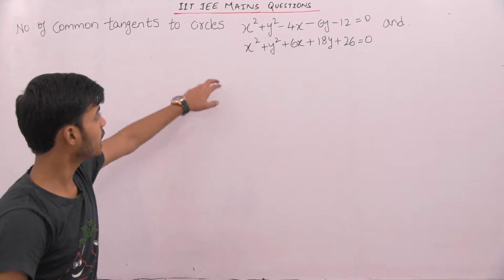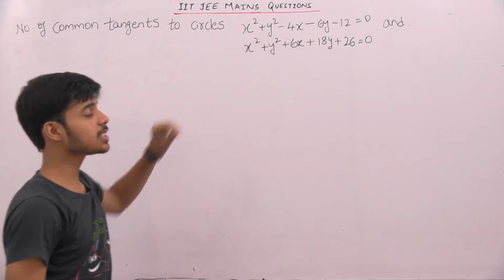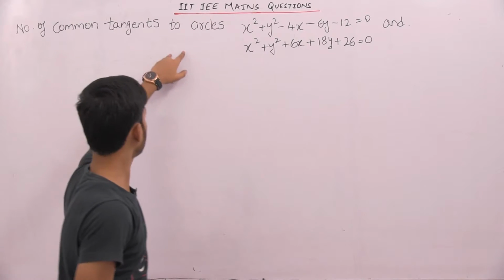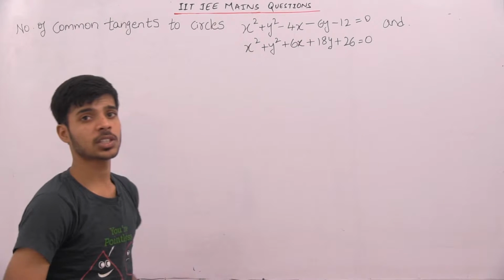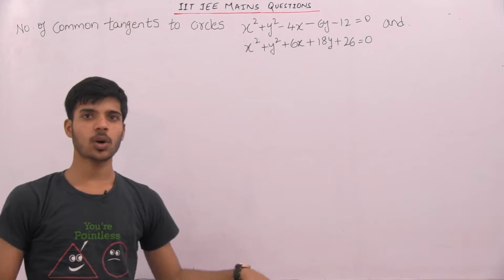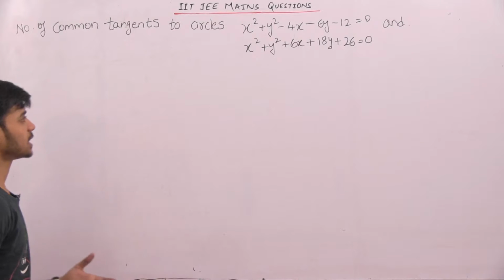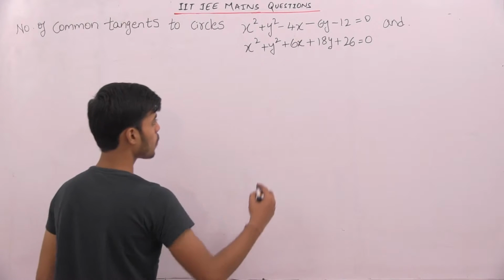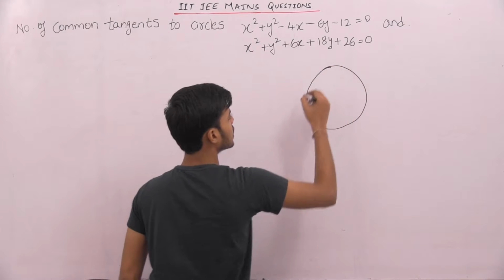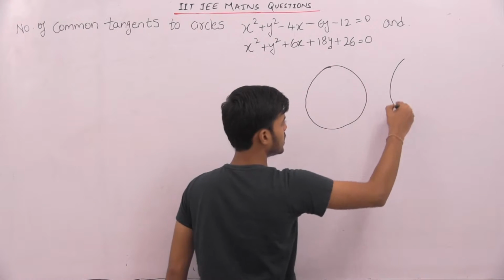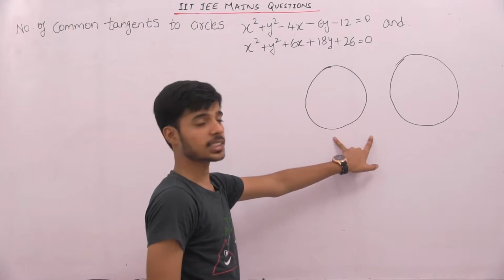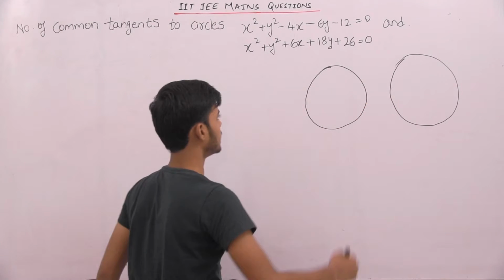Here we are given two circle equations and we are asked to find out the number of common tangents to these two circles. So not just for these given equations, let's see all the scenarios of how the questions can be asked. The first one: this is the first circle and this is the second circle, which are not touching each other and are separated by a little distance.